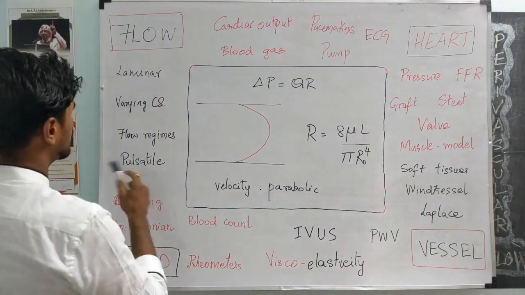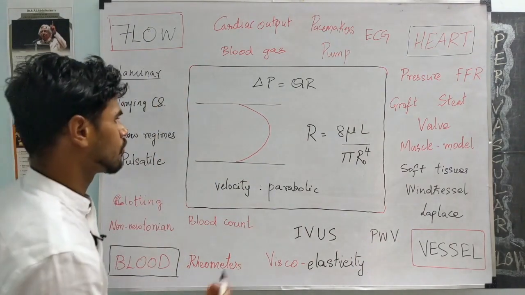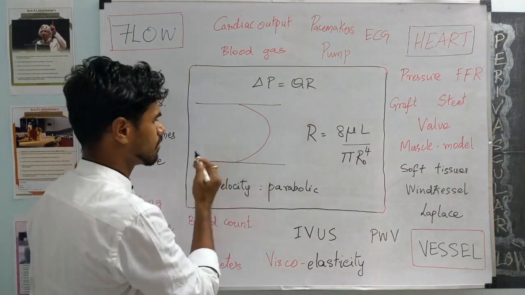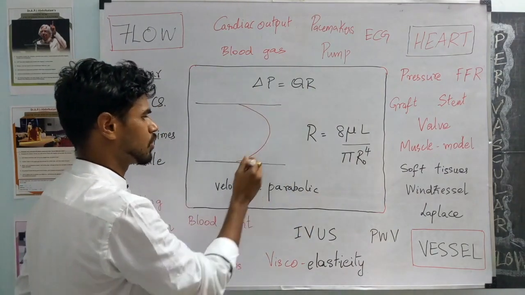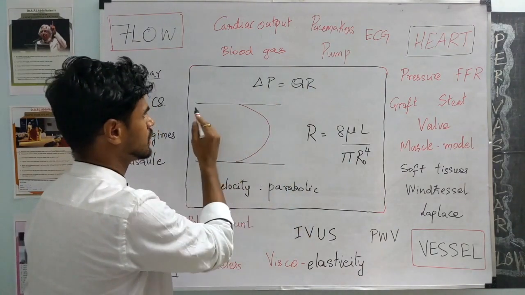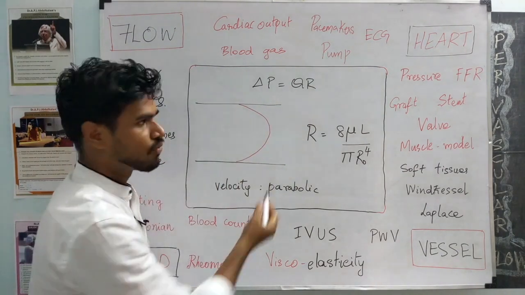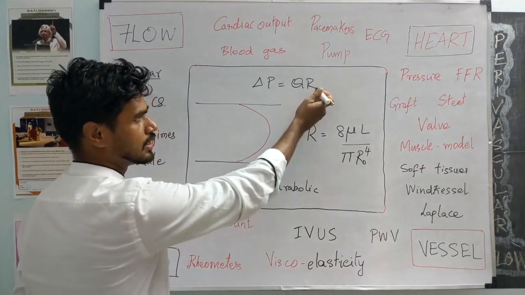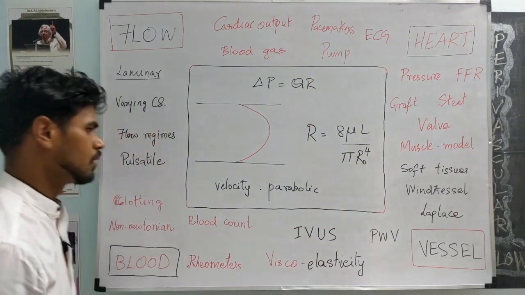First thing, let's look at laminar flow. Say let's take a part of a blood vessel. We are going to assume the flow is laminar and say it's going to be parabolic. The relationship between the change in pressure at the two ends is going to be proportional to the flow. The proportionality constant is the resistance given by 8 mu L by pi r naught power 4.